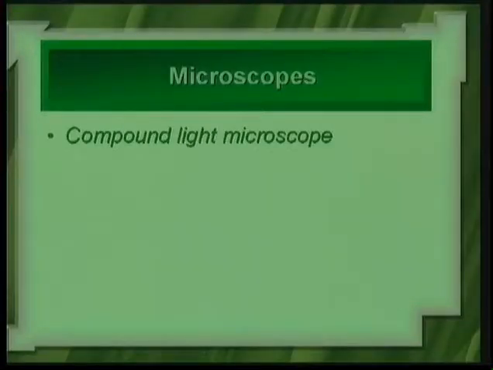Now, microscopes. One kind of tool that we use is called the compound light microscope. The compound light microscope generally has more than one lens. That's why they call it compound light microscope.